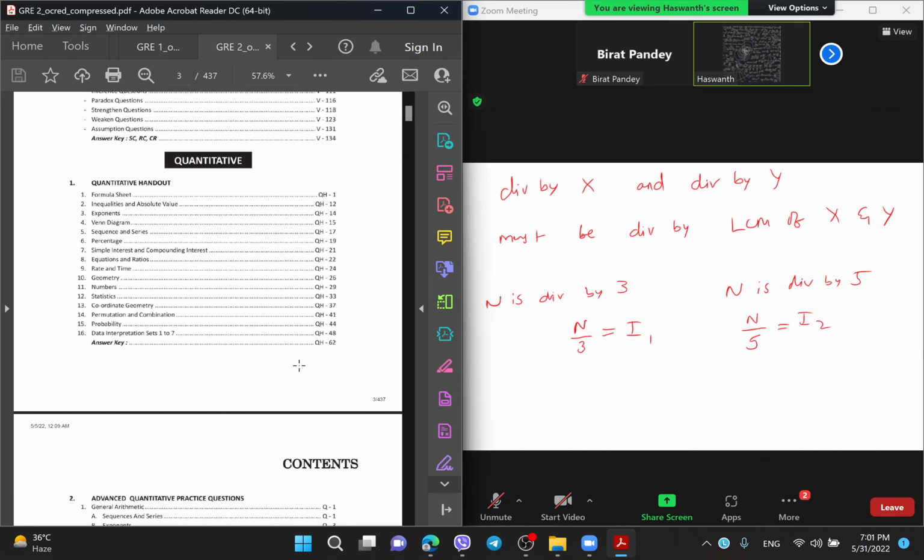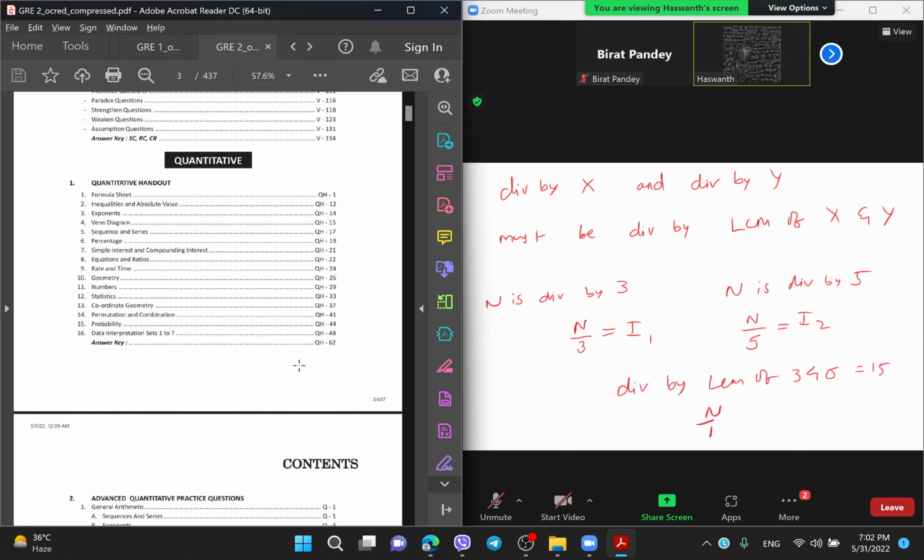Now here when we deal with these kinds of questions, if we are taking these two equations, then we have to deal with each equation individually and then select those values of n which satisfy both. Instead of that, use this idea. If a number is divisible by x and divisible by y, it must be divisible by the LCM of x and y. So it must be divisible by the LCM of 3 and 5, which is 15.